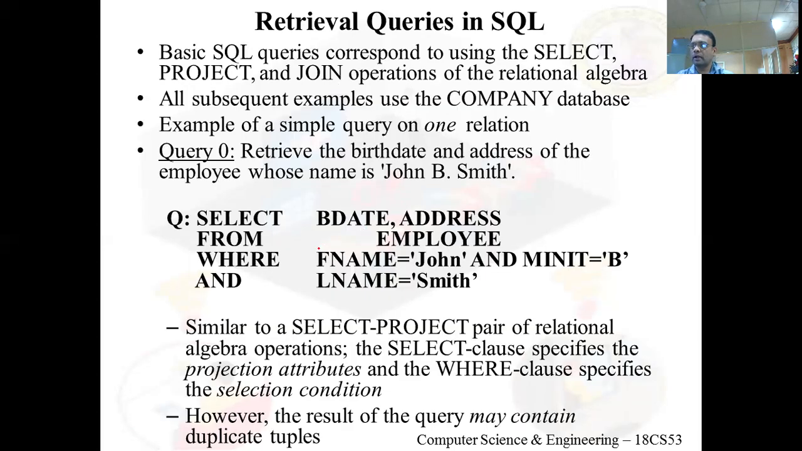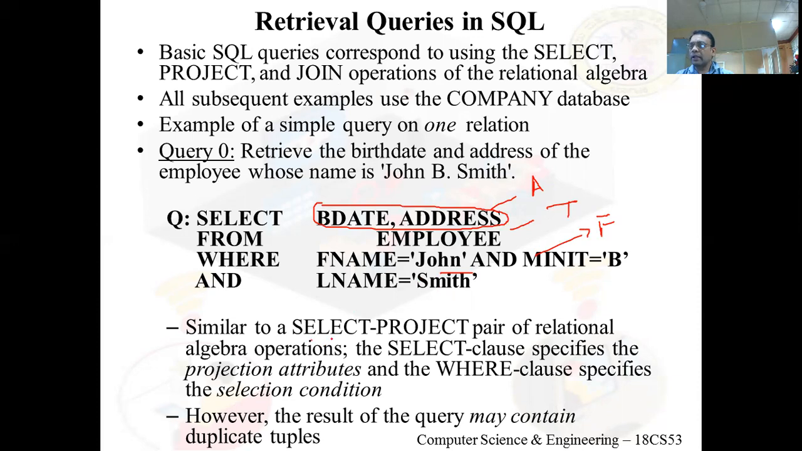We have some example queries here. Select the birth date, address. These are the attributes. This is the query to retrieve the birth date and address of the employee whose name is John Smith. These are the attributes. This is the table name. And this is the filter condition. The filter condition is employee name is John Smith: first name is John, last name is Smith.